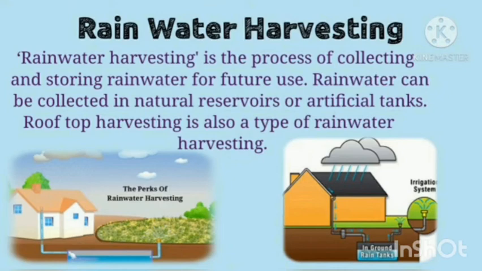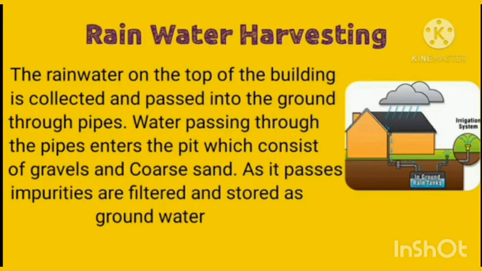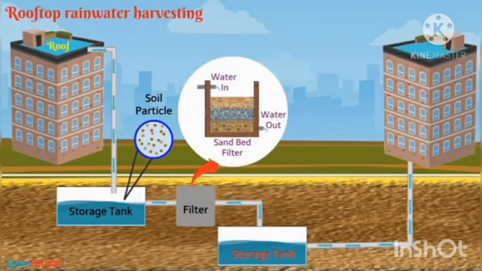Next one is rooftop harvesting, which is also a type of rainwater harvesting. The rainwater on the top of the building is collected and passed into the ground through pipes. Water passing through the pipes enters the pit, which consists of gravel and coarse sand. As it passes, impurities are filtered and stored as groundwater.